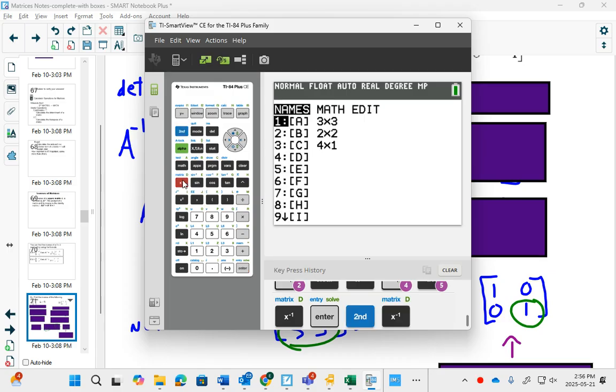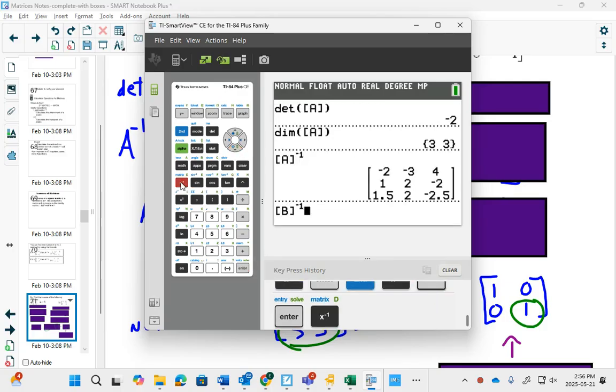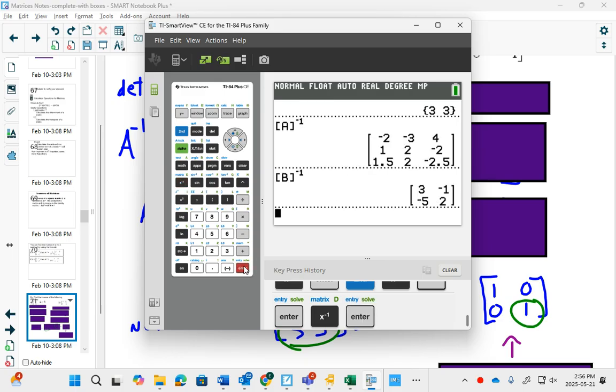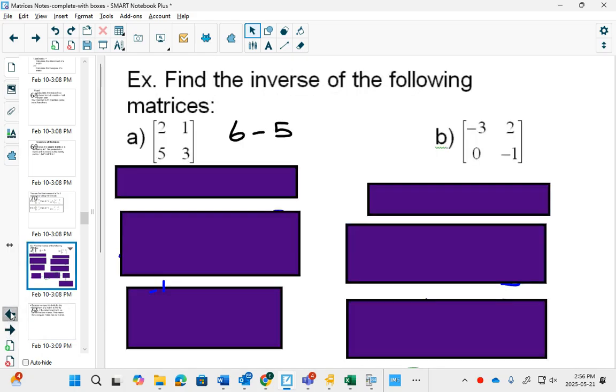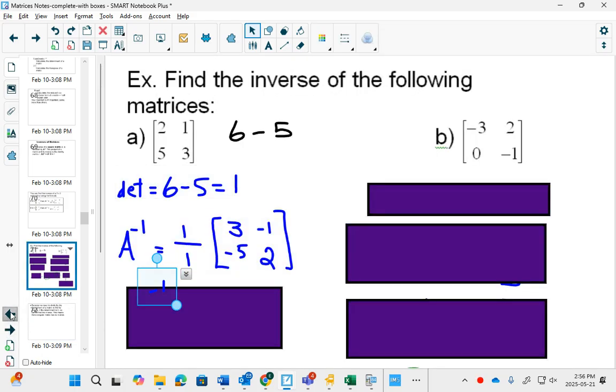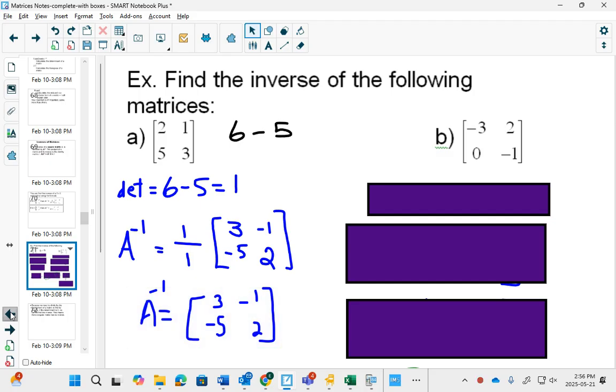But that doesn't make you believe me, I'm telling you the truth. B. All that struggling to hit the inverse button, and I had the wrong matrix. 3, -1, -5, 2. Our same answer. So that little -1 that's in our regular buttons, you're allowed to use that for inverse on matrices. Super, super cool. Okay, find the inverse of this second one. Here's the first one. Find the inverse of that second one on your own.